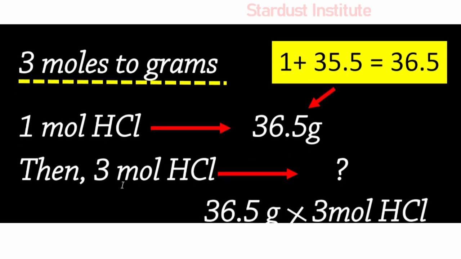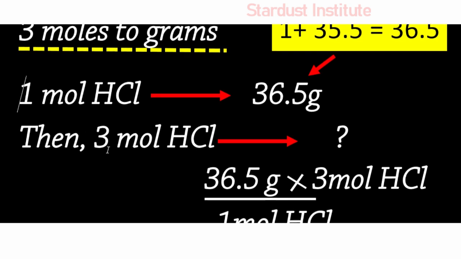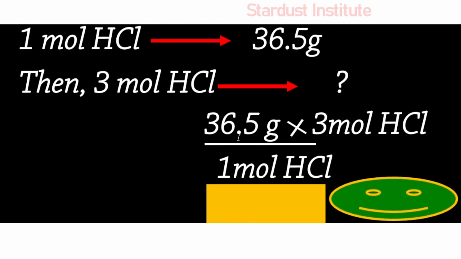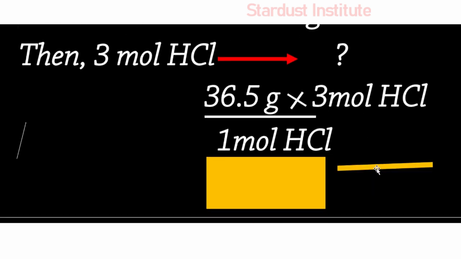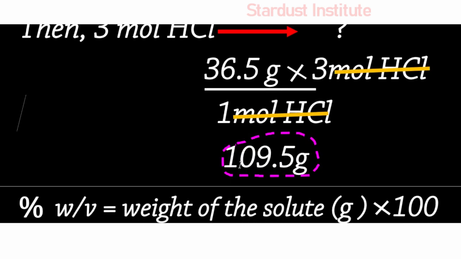Then in 3 moles of HCl, how many grams are there? We can find the answer in this way: 36.5 grams divided by 1 mole HCl, multiplied by 3 mole HCl. Units should be cancelled out, mole HCl with mole HCl. Then we get 109.5 grams. But this is not our main answer.